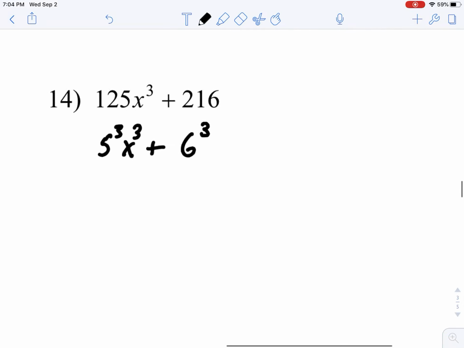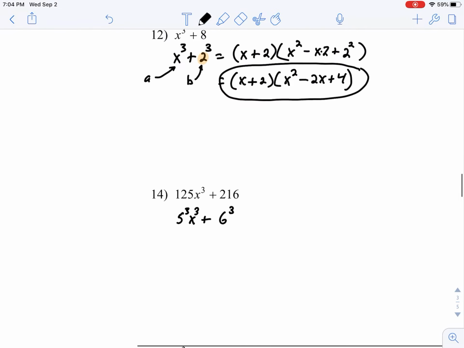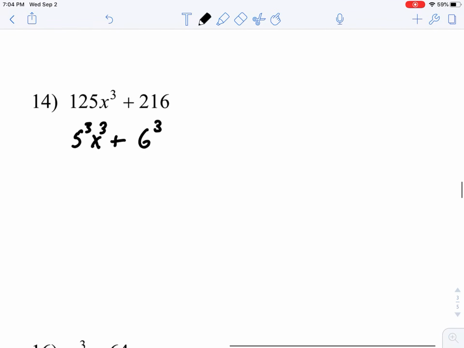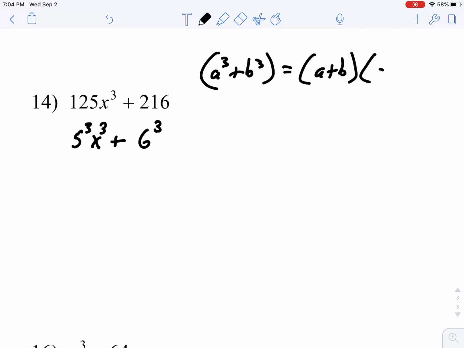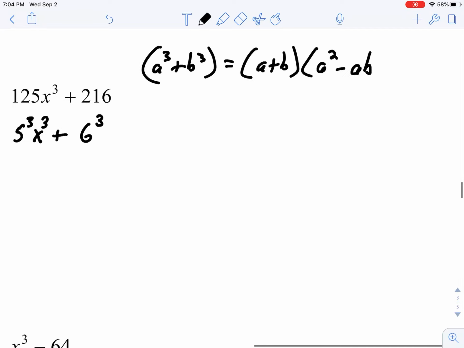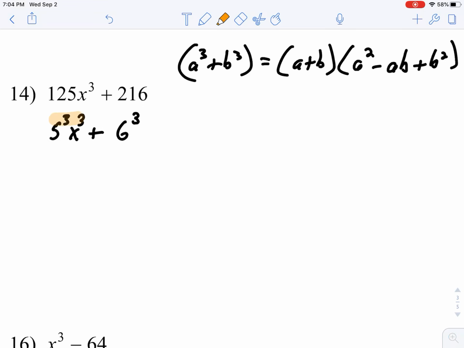Okay, so my formula. It's up here. Do I want to scroll up and down? Not really. Let's rewrite the formula. A cubed plus b cubed equals a plus b, a squared minus ab plus b squared. So we need to cram this information into this side of the formula. Well, in this case, A is going to be the 5 and the x together. So A is going to be 5x, B is going to be 6.